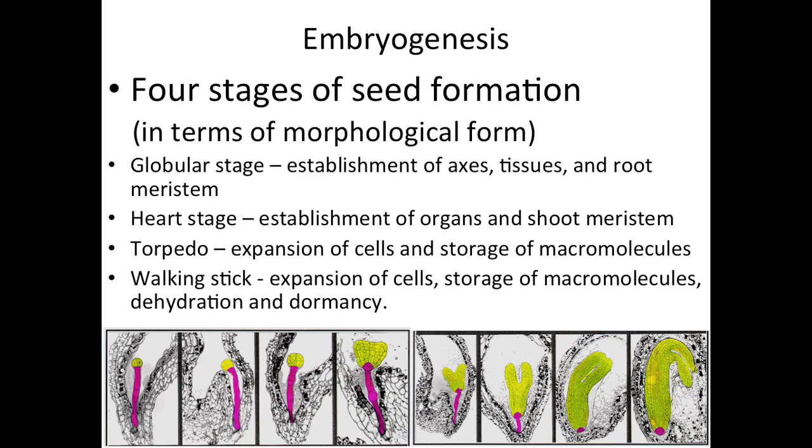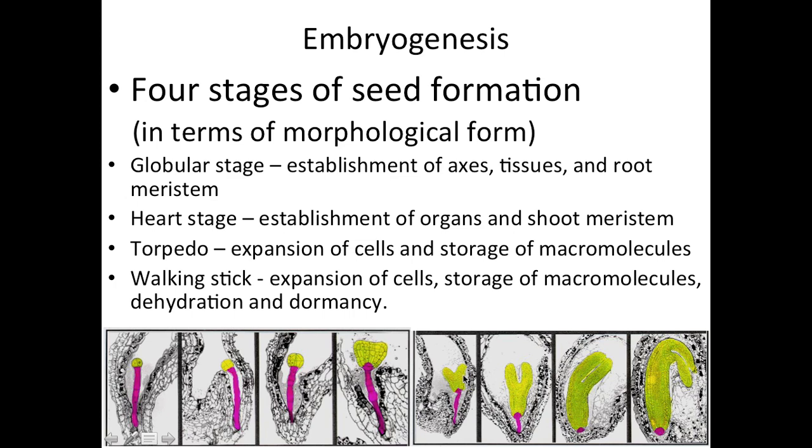But you can also look at the embryogenesis, or the formation of the seed, in terms of its morphological forms. And so when you classify it based on morphology, you see four major stages. The first is the globular phase, which are these first three images, and that's when the embryo is globular. It's radially symmetrical. It looks like a circle. The heart stage is when you establish bilateral symmetry.